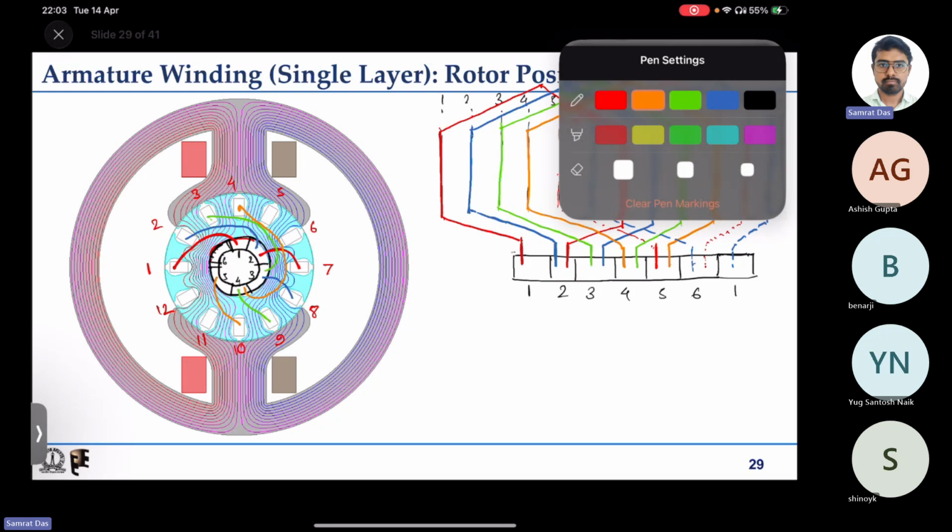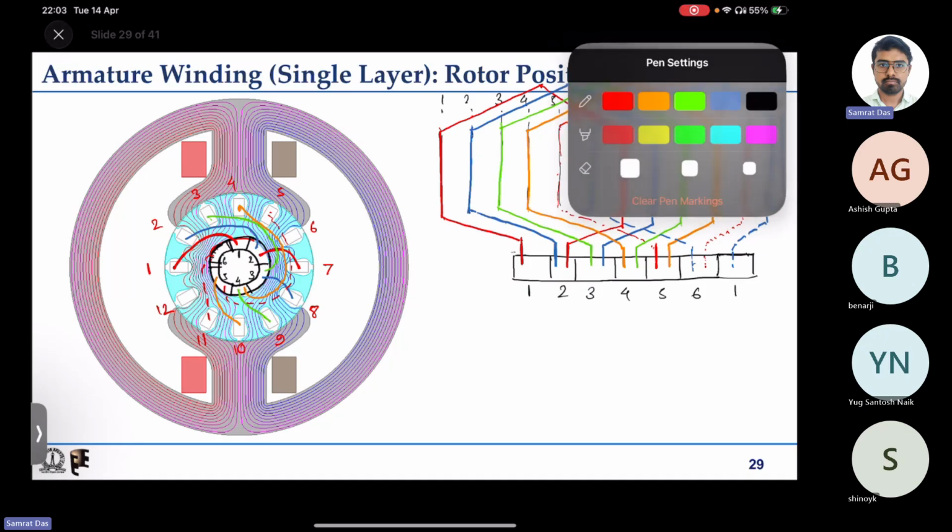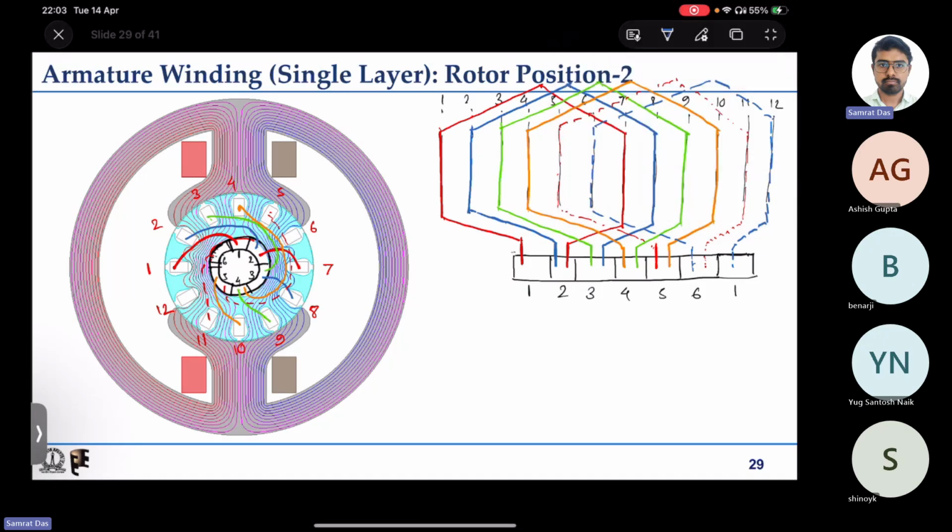Then again the red one, it will start from commutator number 5. It will go all the way to slot number 5. From 5 it will come back from 11 and it will get shorted to slot number 6. Again the blue one, from 6 it will go to slot number 6. It will come back from slot number 12 and it will go and short to commutator segment number 1.